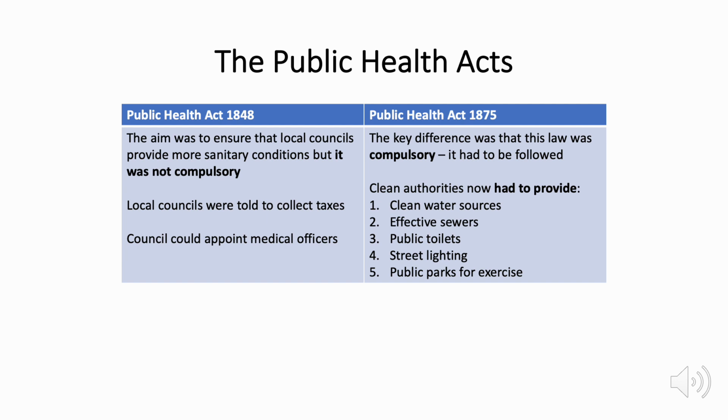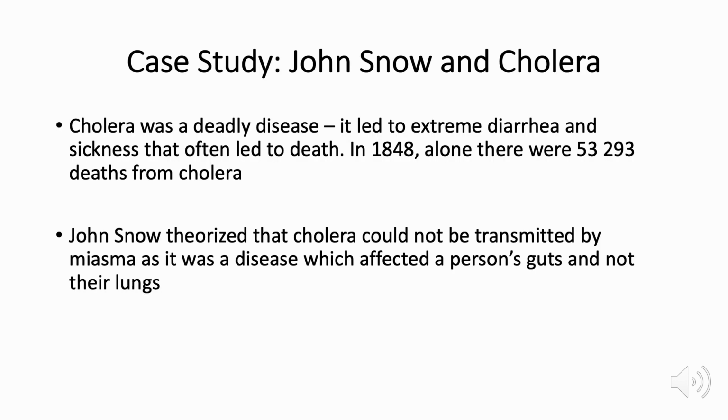Okay, I know it's been a long video, but we're now at the final case study, or the final piece of information you need to know. So John Snow and cholera is what we're going to finish with. Just a bit of an overview of cholera. It's an incredibly deadly disease at the time. It led to extreme diarrhea and sickness that often resulted in death. So in 1848 alone, in just Britain, there were just over 50,000 deaths from cholera.